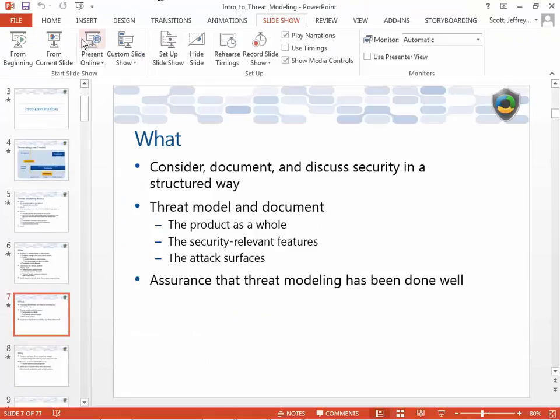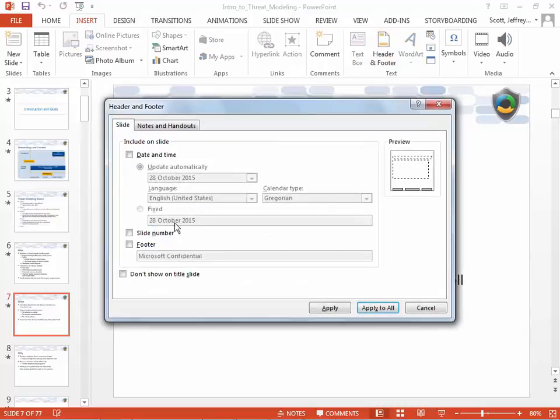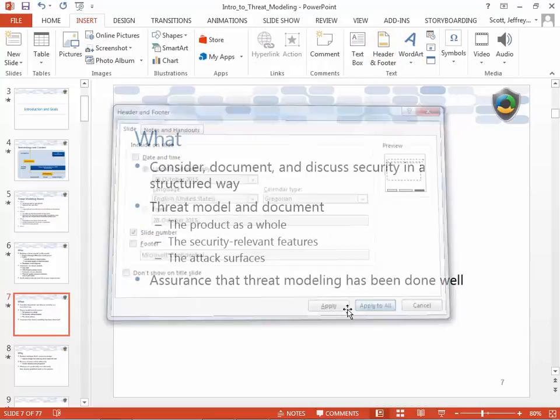If you pardon me for a second, I'm going to go in and I'm going to insert the slide number. Okay.